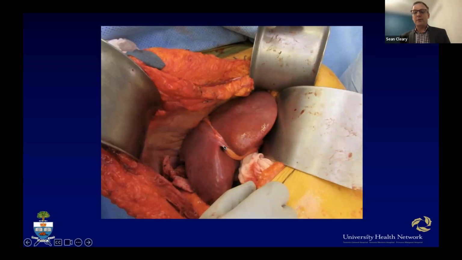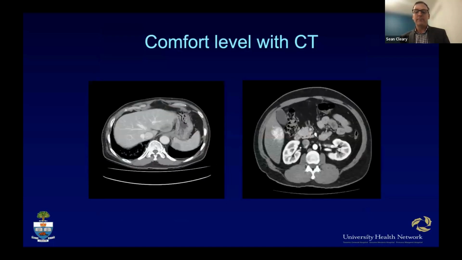And so you can tell that we just can't guess where these things are. We have to have a roadmap and we have to have a plan. We can certainly use intraoperative ultrasound. We do that a fair bit. But as you know, that doesn't often involve contrast. So it may identify lesions, but may not characterize them very well.